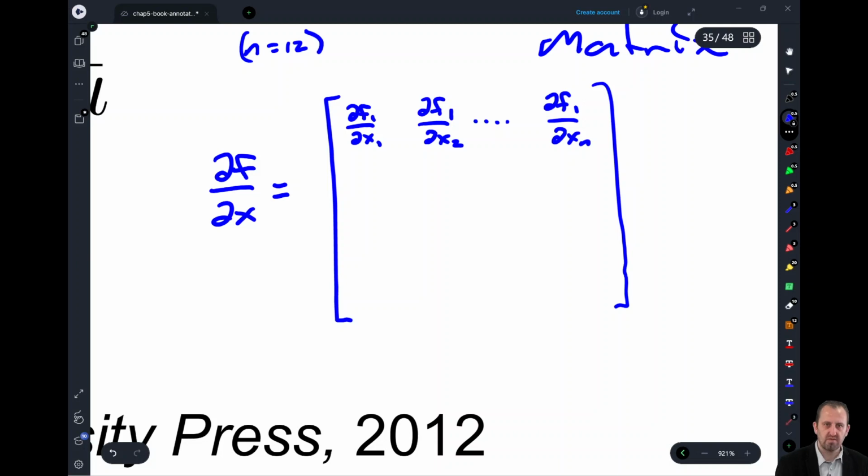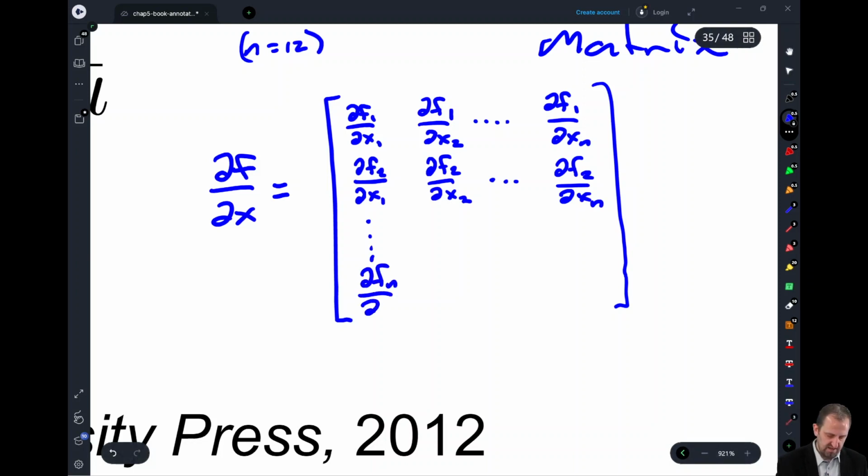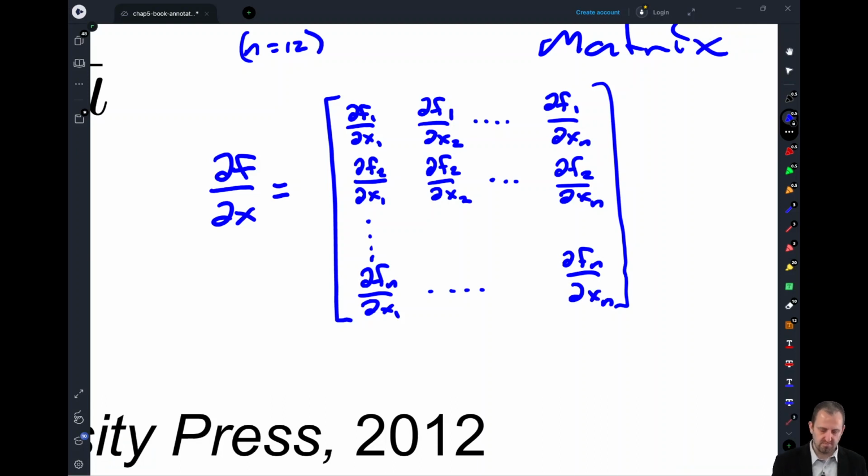And then we do our second row. We say, all right, f2 is just that second function, and we're going to evaluate it. We're going to take the partial with one variable at a time, right? With x1 first, x2, all the way up to xn. And we come down here, and we keep going until we get to dfn, dx1, and we'll evaluate that nth function all the way down to dfn, dxn. So that's our partial with respect to x.